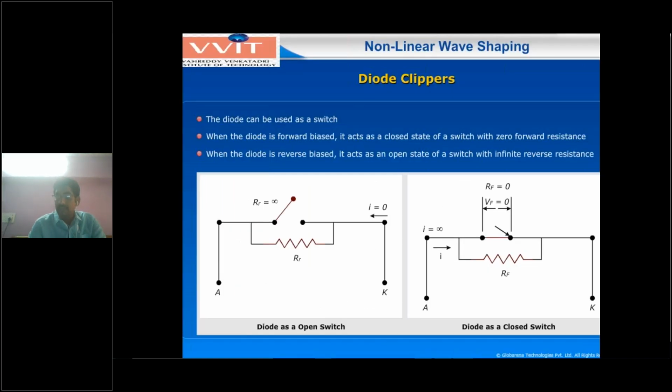Now the diode's operation is mainly as a switch. When will the switch be operated in the diode? Everybody knows that the diode in forward bias condition acts as a closed switch. That means the anode and cathode are simply short circuited, with zero forward resistance. The RF value will be 0 in the ideal case. Whenever the diode is in reverse bias condition, it acts as an open switch having infinite resistance. That means the reverse bias resistance in the ideal case is RR equal to infinity. These are the equivalent circuits, open switch and closed switch.